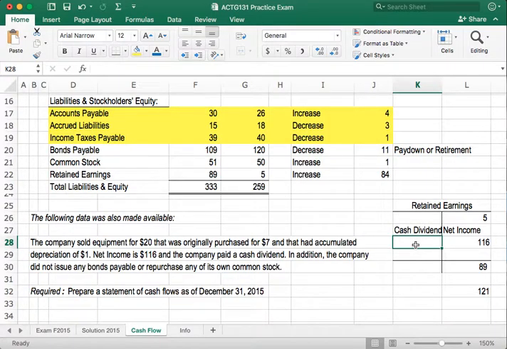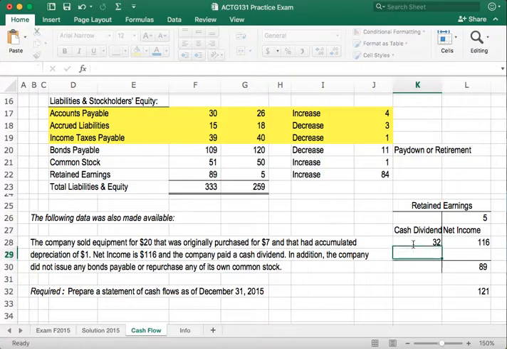And the cash dividend is now the difference between what we have, 5 plus 116, less the ending balance. So I'm going to put that in, 121 less the ending balance of 89 is 32.